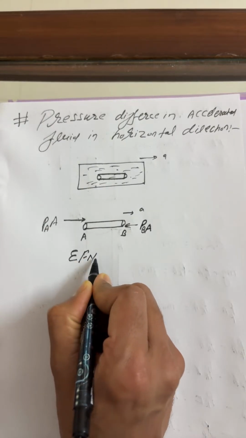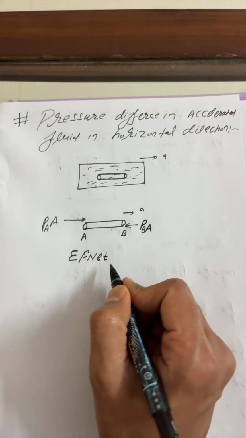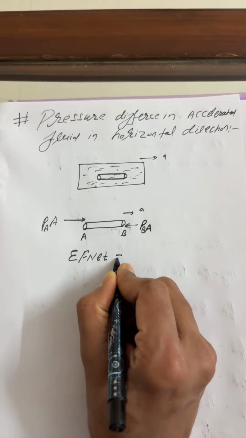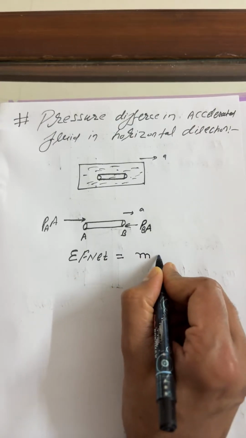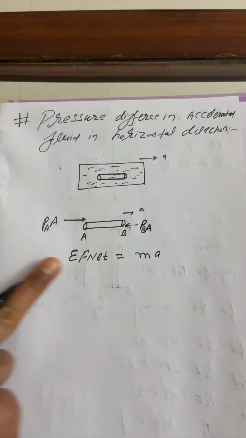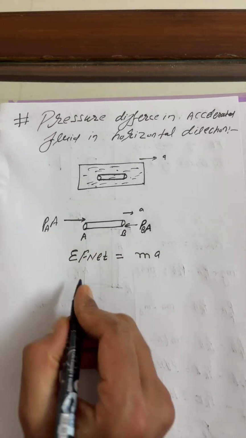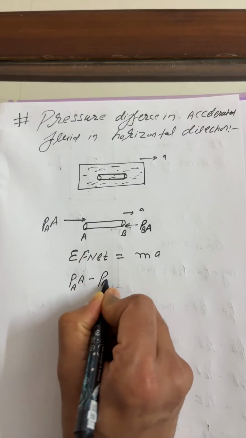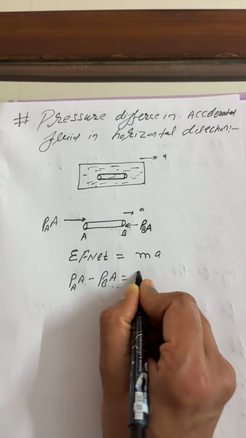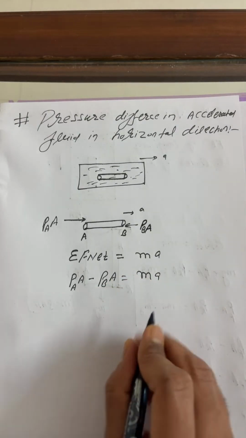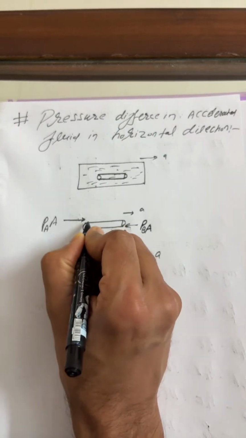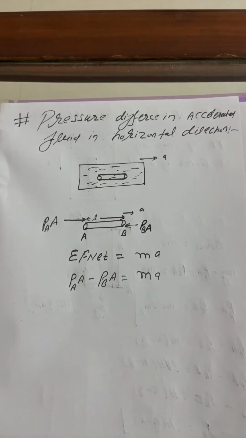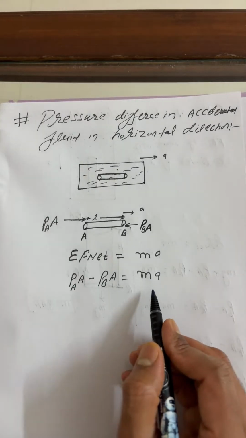Here again you can apply the same concept, the equation of motion. F net equals ma. The system moves in this direction, so this is the larger force. Pressure at A into area minus pressure at B into area equals ma. Here L is the length of the imaginary cylinder.